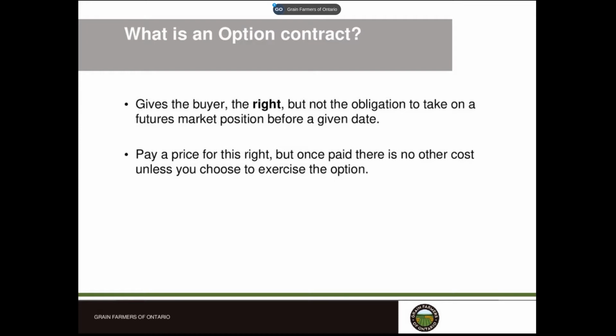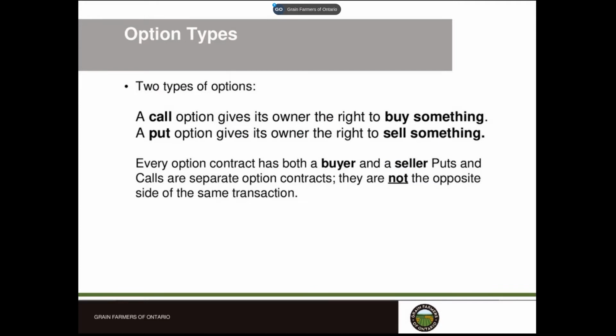Basically that means it's your right. When you buy an option, you call all the shots. If you buy an option that allows you to buy wheat at $5 and it goes to $5.50, even though it's making you money, you can still say, no, I don't want it. So that's the beauty of an options contract.